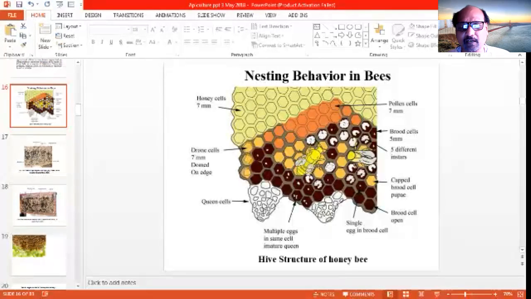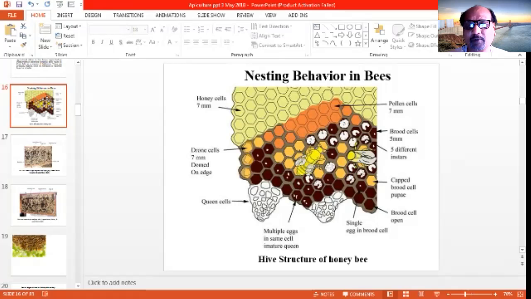Yes, students, we now start the new topic from apiculture, that is the nesting behavior in bees. Students, you see the hives hanging from trees or buildings. Those are single hives, or there are a number of hives near one branch of a tree.